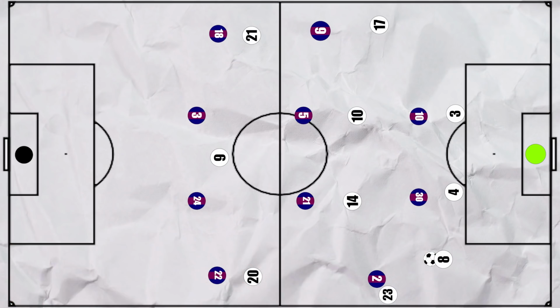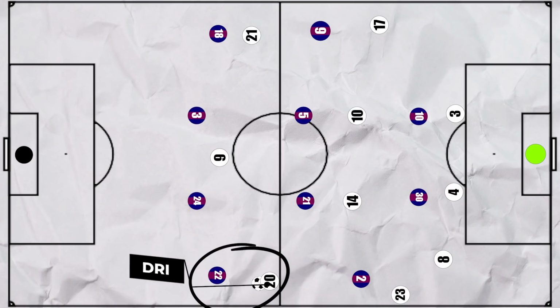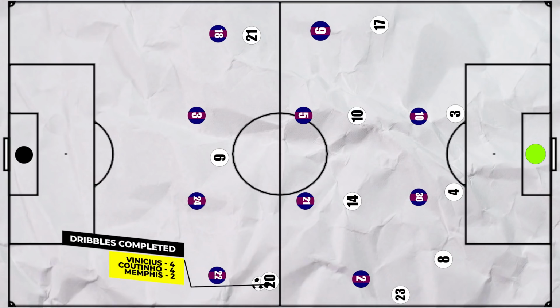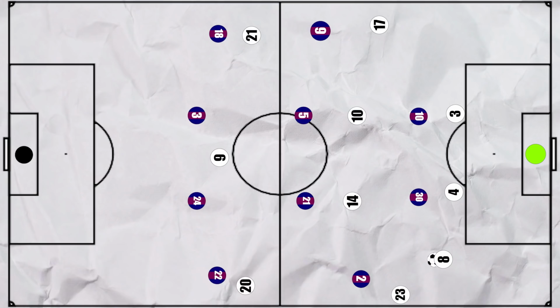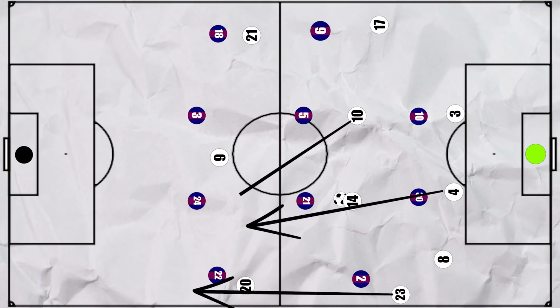This could be in direct 1 vs 1 situations, where when Dest was drawn higher, it allowed Vinicius to be 1 vs 1, where he could use his dribbling skills to take on his man, and he completed a game-high 4 dribbles.